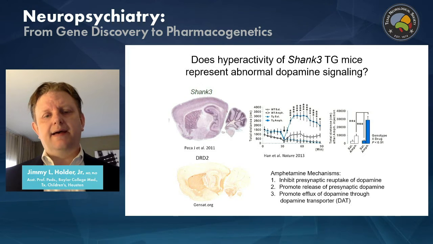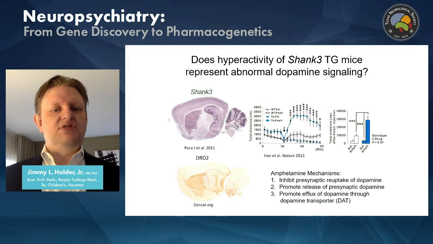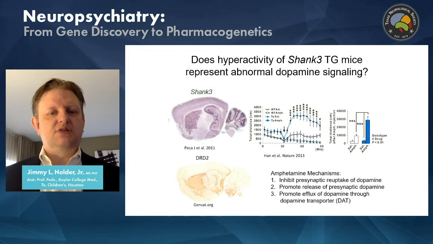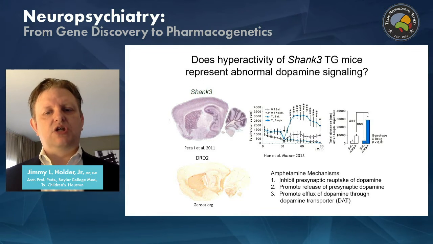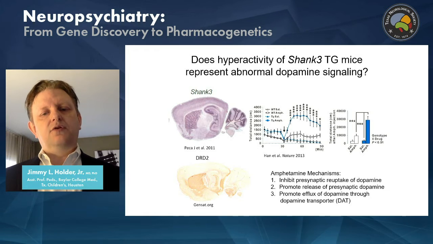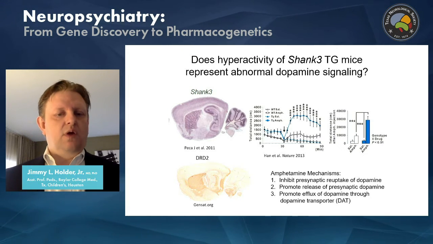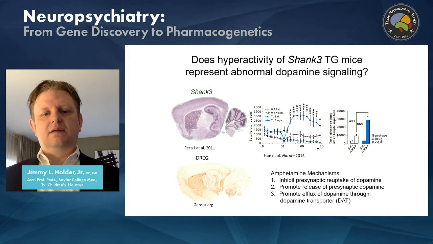In contrast, Shank 1 and 2 have sort of a reciprocal expression pattern where they are more highly expressed in regions such as the cortex and the hippocampus compared to Shank 3. The other two reasons that we were interested in looking in the striatum is that the striatum is well known to be a center for dopamine signaling.